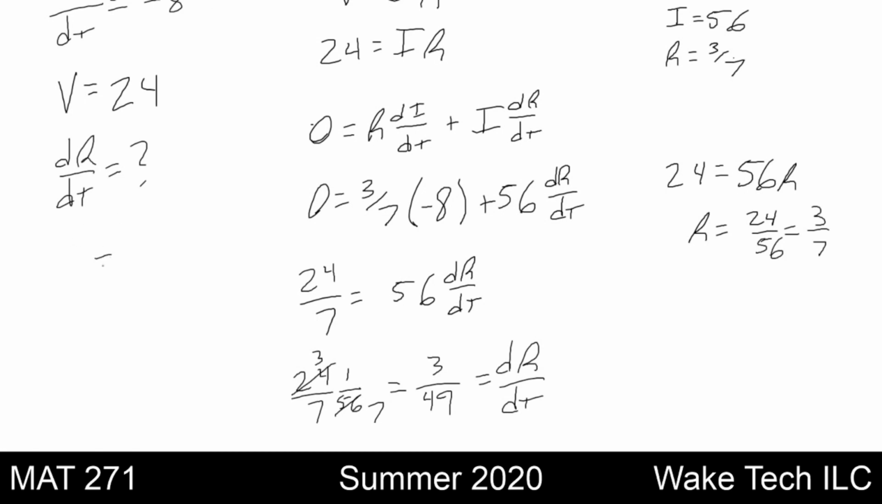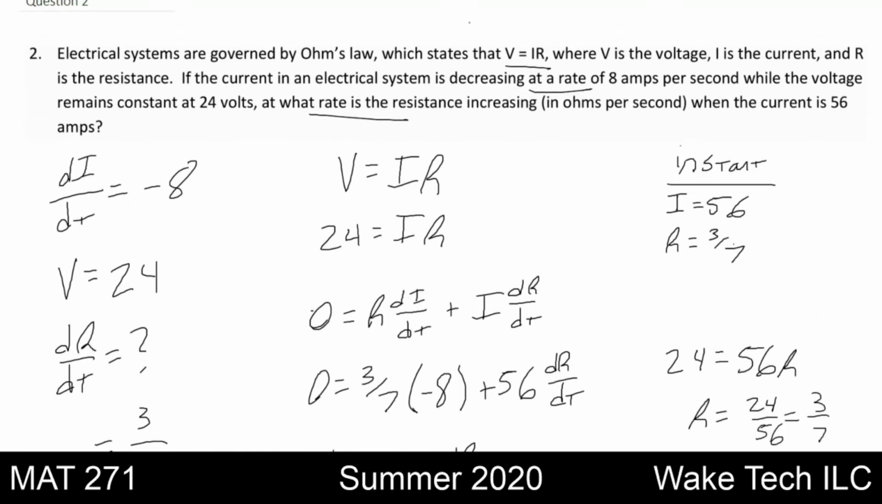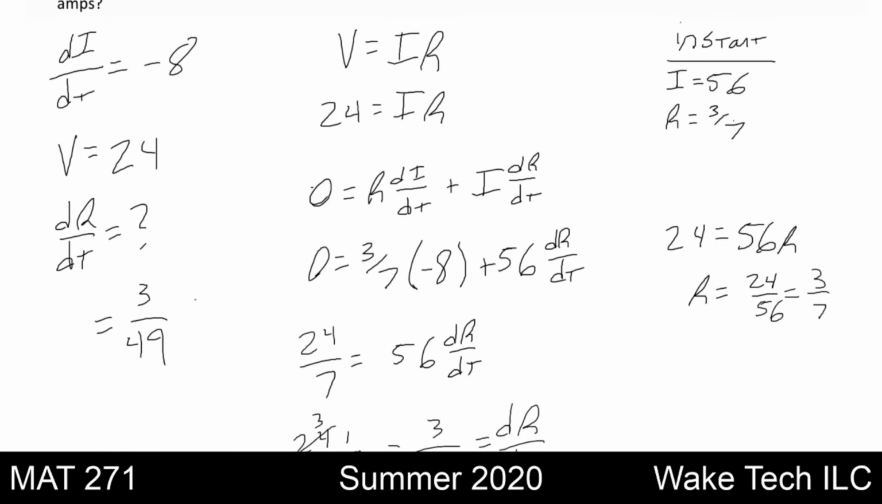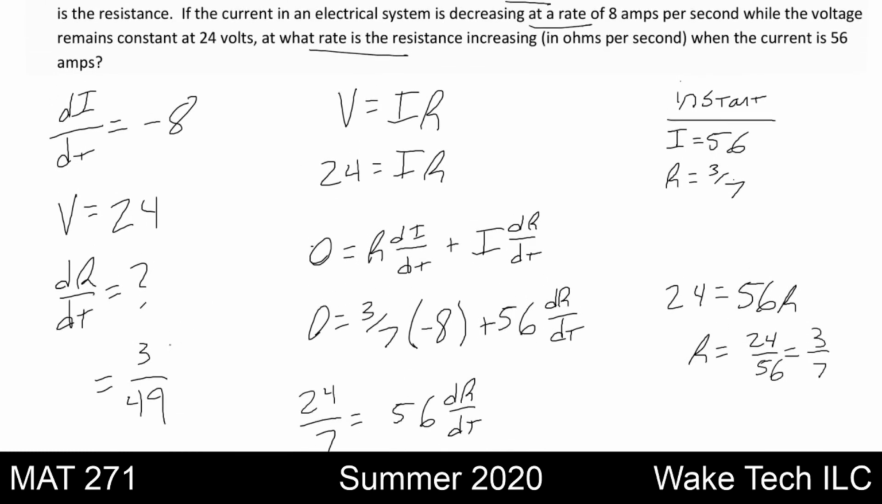Now that we know what this is equal to, we have our answer, which is 3/49. We need some units on this, however, in ohms per second. They give us the unit. So we'd say ohms per second, and I think ohms is a little symbol here. I'm going to write it out, just to be safe. And that would be our final answer.